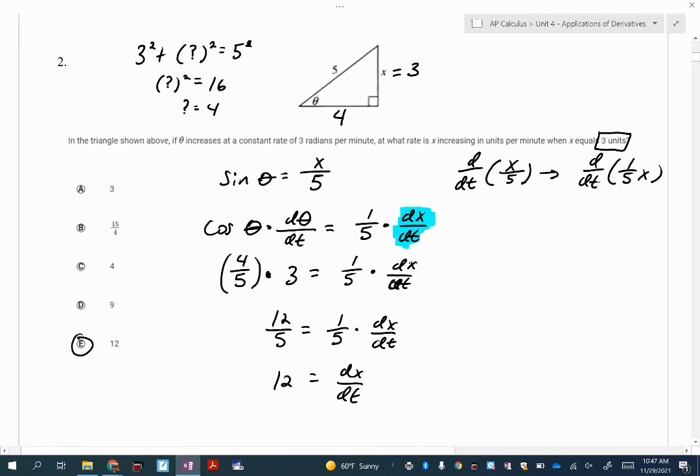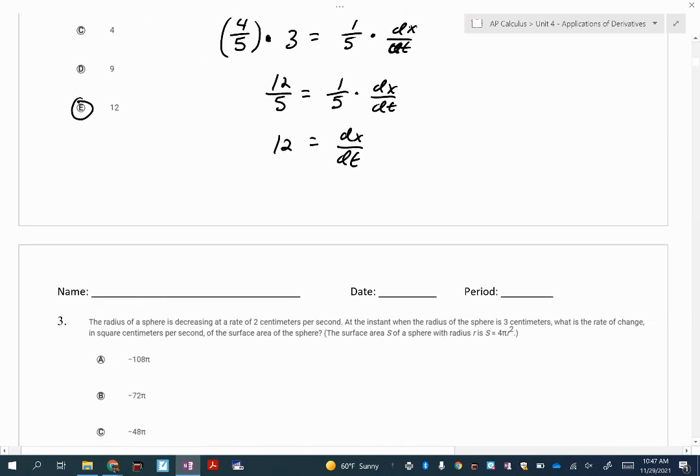All right, so that's the rate at which x is increasing in units per minute when the side length is equal to 3 units. Okay, let's go to number 3.